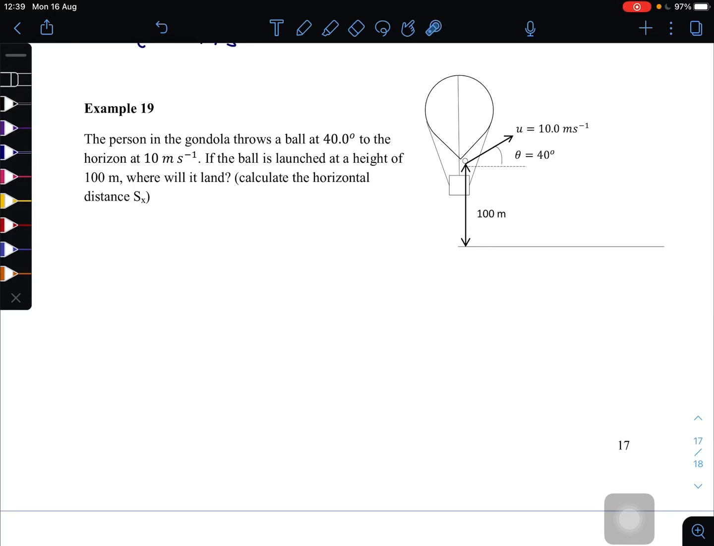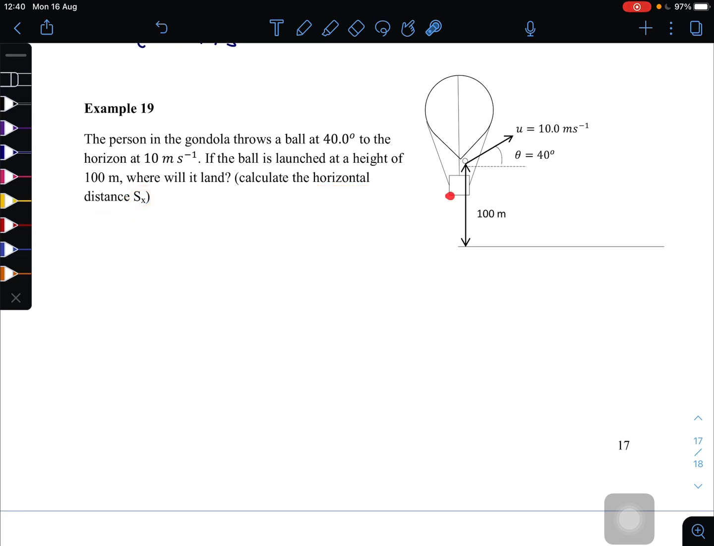Okay, next one, example 19. The person in the gondola throws a ball at 40 degrees to the horizon at 10 meters per second. If the ball is launched at a height of 100 meters, where will it land? So basically what we need to calculate is the horizontal distance, or SX.